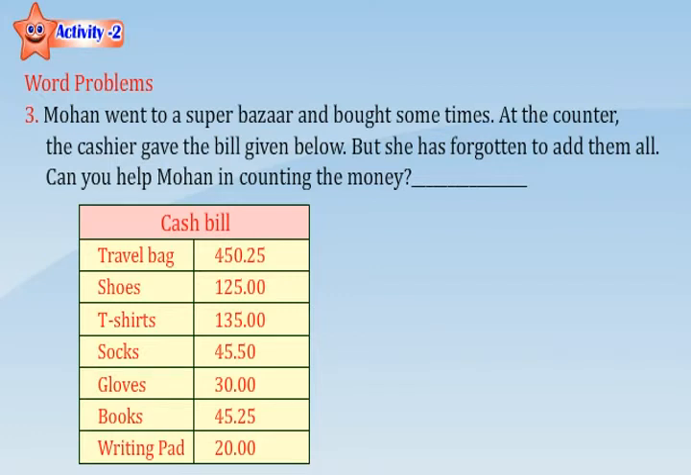Travel bag, rupees 450.25. Shoes, rupees 125. T-shirts, rupees 135. Socks, rupees 45.50. Gloves, rupees 30. Books, rupees 45.25. Writing pad, rupees 20.